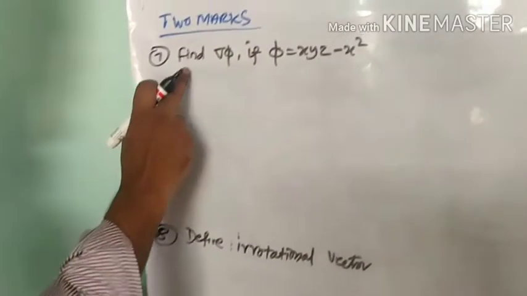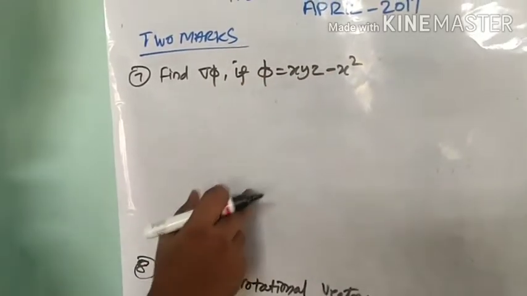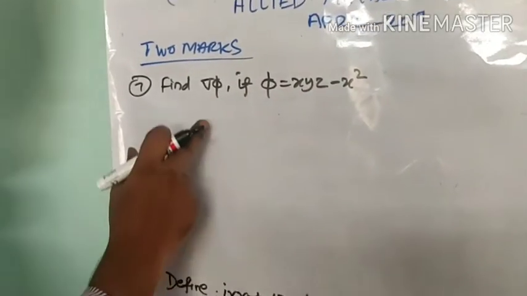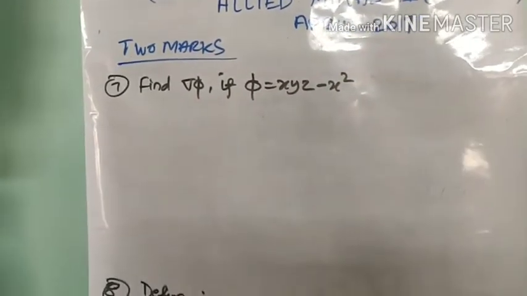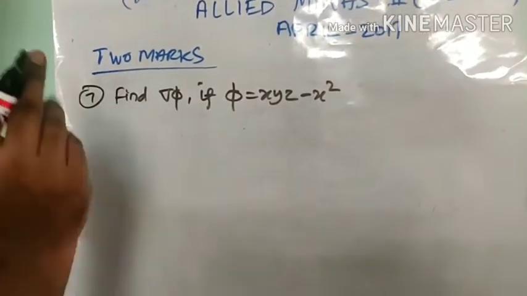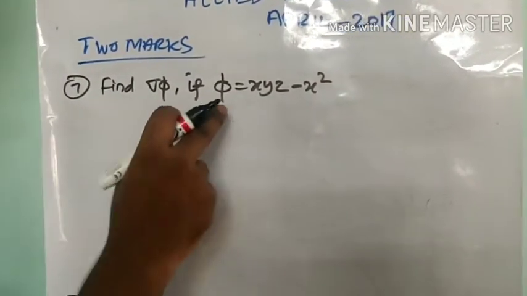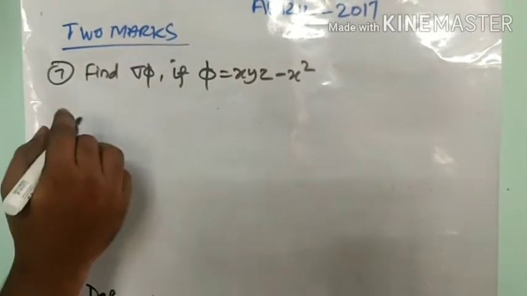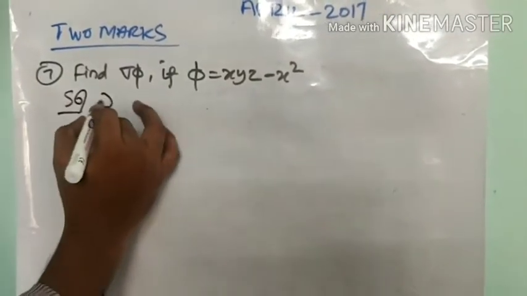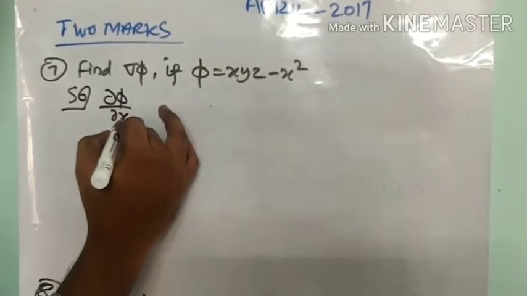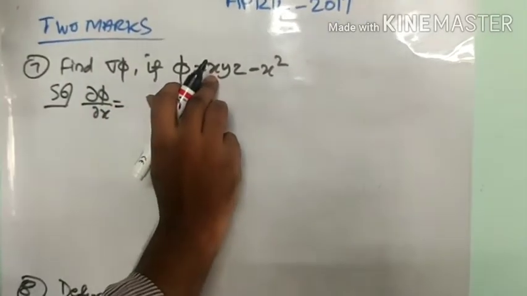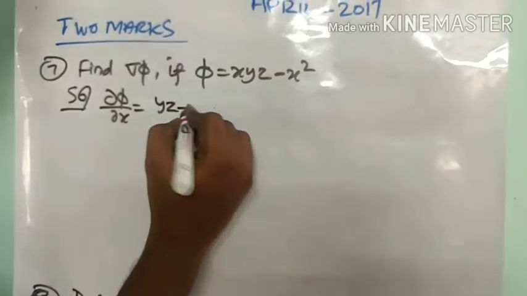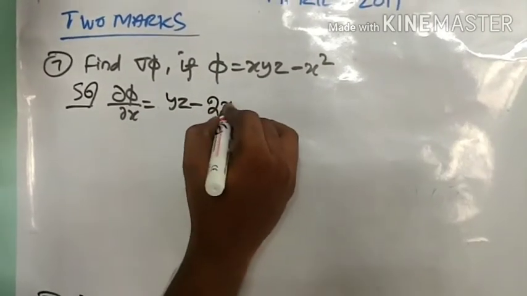Seventh question, find del phi. So they have given the phi value, a scalar point function. So del phi is nothing but the definition of gradient. So the formula for del phi. Before going to the formula, you just differentiate the given function with respect to x, y and z, partial differentiation. Okay. So what do you do? The phi with respect to x, partial differentiation. With respect to x is differentiation 1, balance y is z, minus x square differentiation 2x.